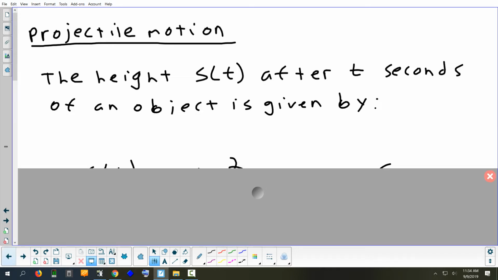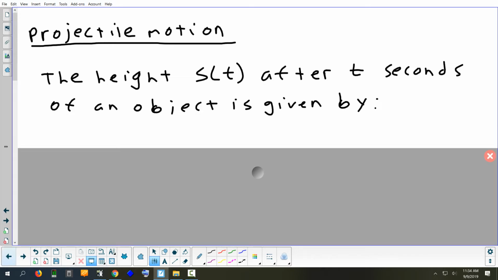All right, so one type of problem that's going to come up a little bit in chapters 1 and 2 is projectile motion. So that's basically the motion, like if you were to launch something, kind of like that.